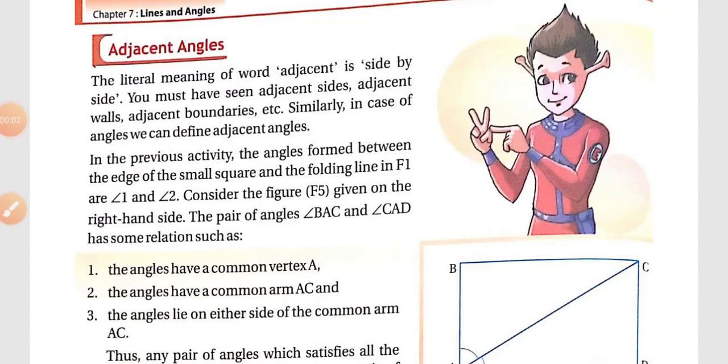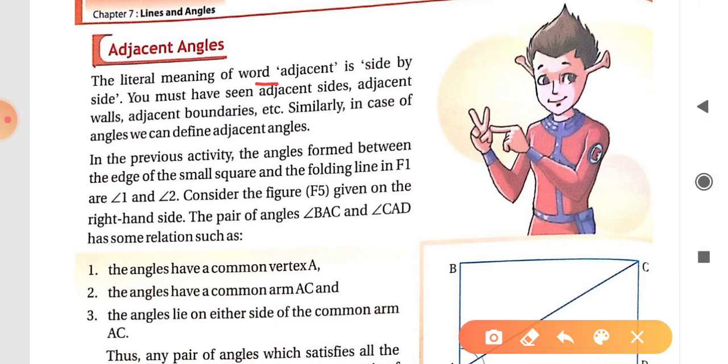Hello students, in the previous video we discussed the classification of angles, and now we will discuss what adjacent angles are. What is adjacent? The literal meaning of the word adjacent is side by side. Adjacent means side by side. You must have seen adjacent sides, adjacent walls, adjacent boundaries, etc. Similarly, in the case of angles, we can define adjacent angles.